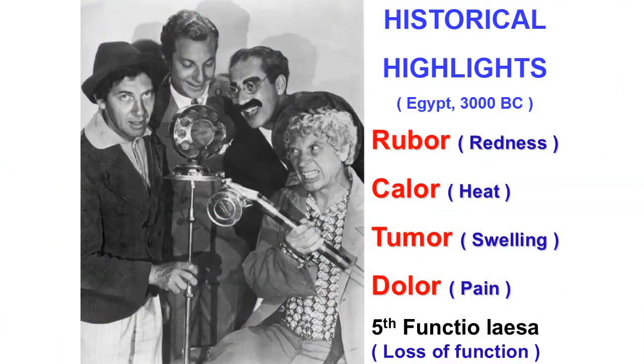The classical clinical signs of acute inflammation were first described by ancient Egyptians 3,000 years before the century, in Latin words, which are: rubor means redness, calor means heat, tumor means swelling, dolor means pain. And then the fifth term was added, which is functio laesa, means loss of function.